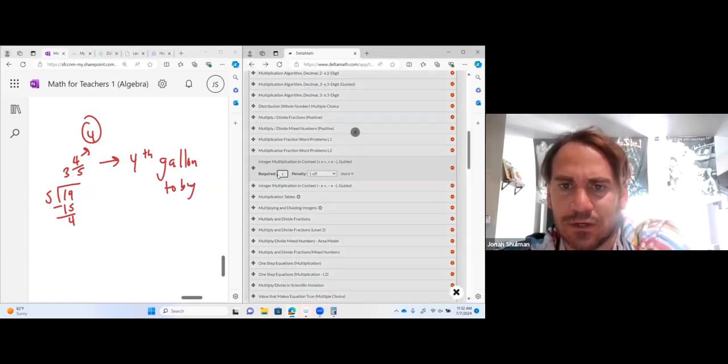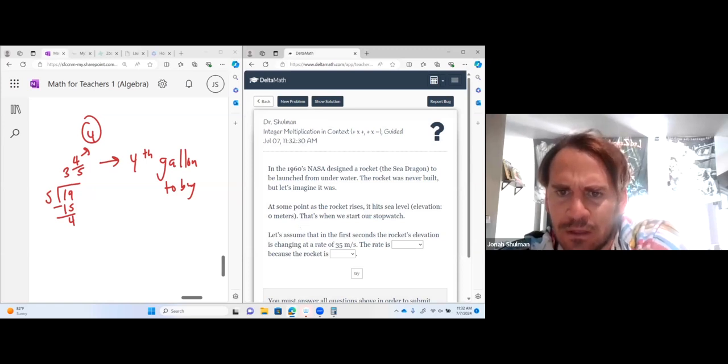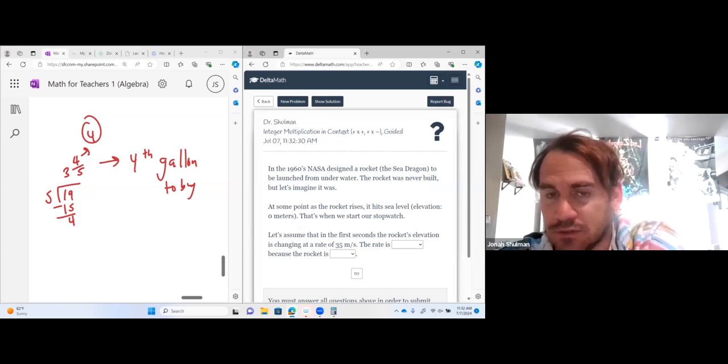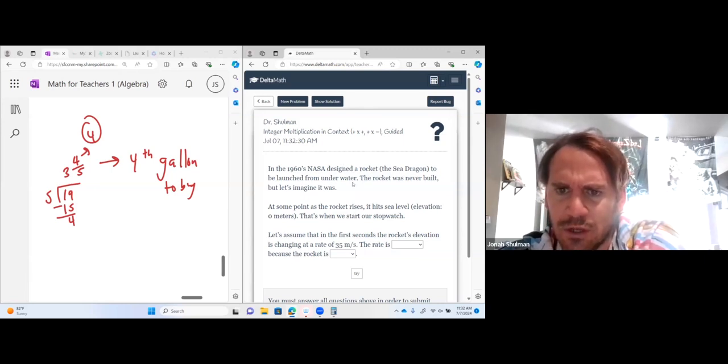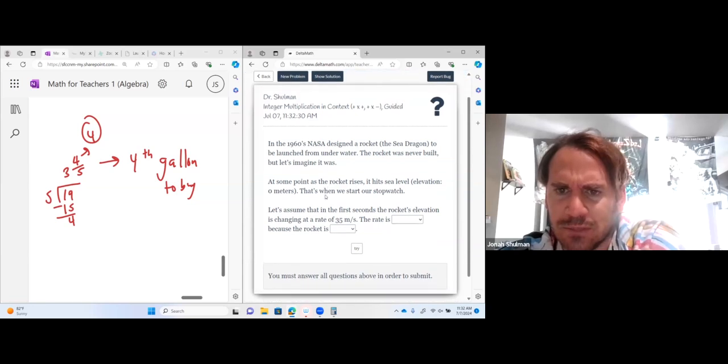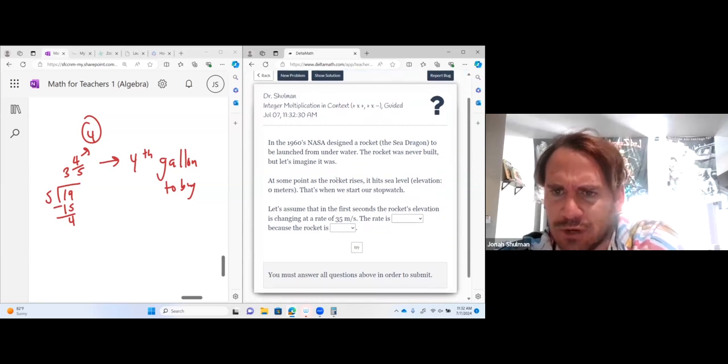All right, let's see what these are. So we've got integer multiplication in context. In the 1960s, NASA designed a rocket, the Sea Dragon, to be launched from underwater. The rocket was never built, but let's imagine it was. At some point, the rocket rises and hits sea level elevation. That's when we start our stopwatch.